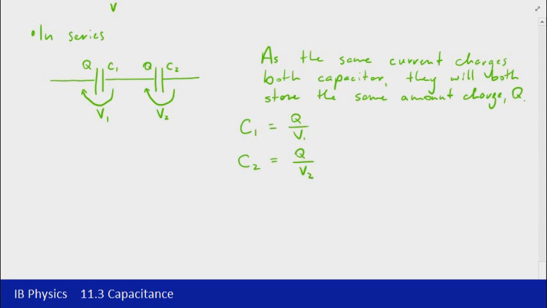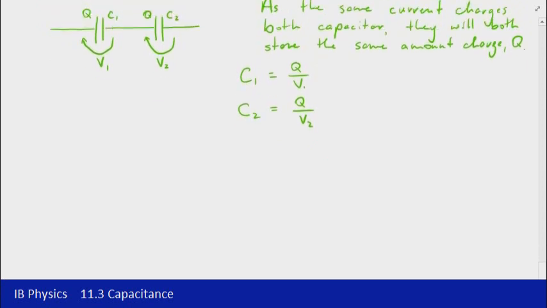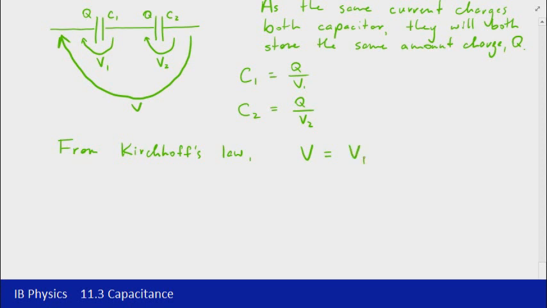Sorry, let me go a step further before I say too much more. If we now look at Kirchhoff's laws, and in particular the loop law, the total voltage across the two capacitors, so if we're looking at this total voltage across here, that potential difference V is going to be equal to V1 plus V2. So the total from beginning to end is going to be equal to the sum of the two.